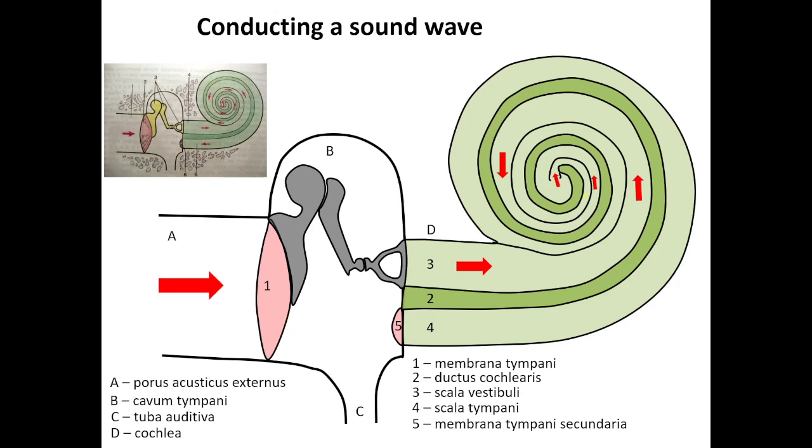And then this yellow arrow shows us that it moves in the opposite direction after it, through scala tympani. And as a result, this number 5 becomes moving also.